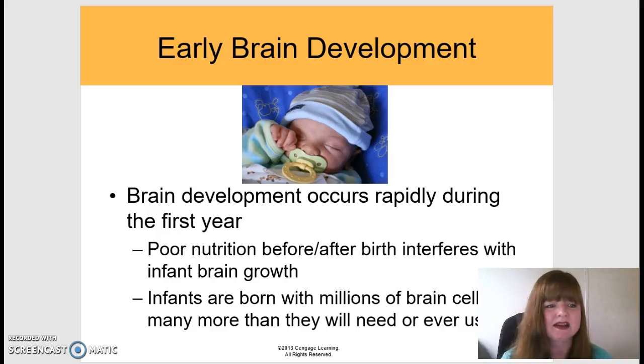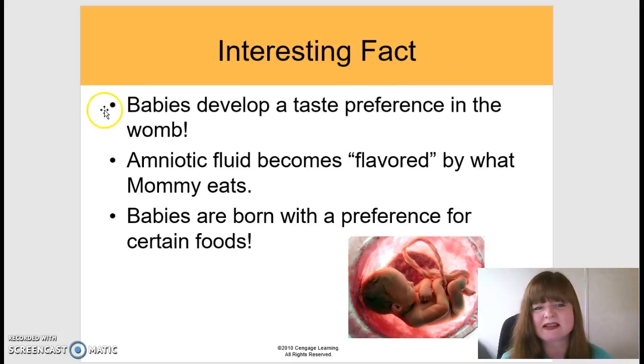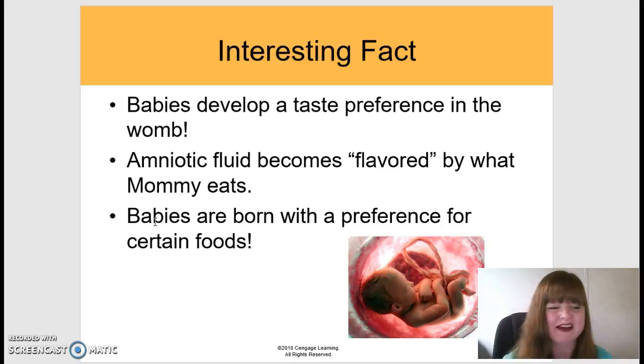Here's an interesting fact about babies. Babies develop a taste preference in the womb. Whatever the mom is eating, the amniotic fluid becomes flavored with these foods, and babies are born with a preference for certain foods they're discovering. So you may look for examples of this with your own children or children that you've known. Maybe you had Mexican or Chinese food a lot when you were pregnant and they came out with a preference for that.